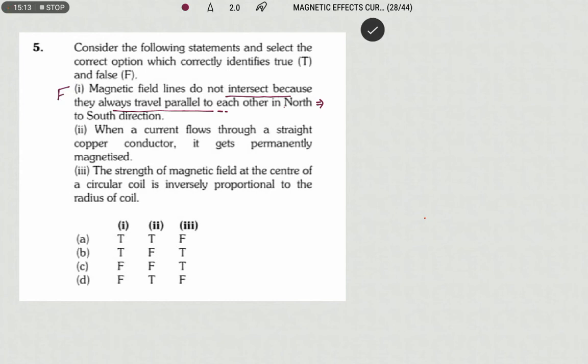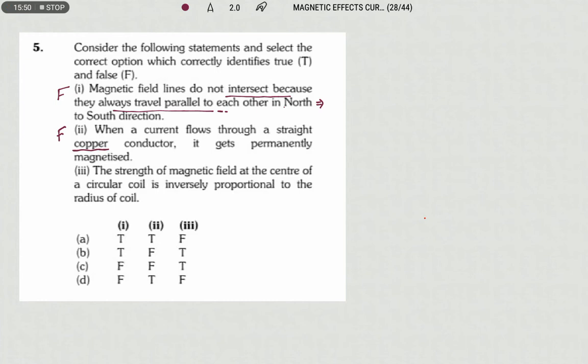Next, when a current flows through a straight copper conductor, it gets permanently magnetized. See, copper is a non-magnetic material. If it is a non-magnetic material, we cannot make it into a magnet. So it is also a false statement because it is a non-magnetic substance. Only magnetic substances can be converted into a magnet.